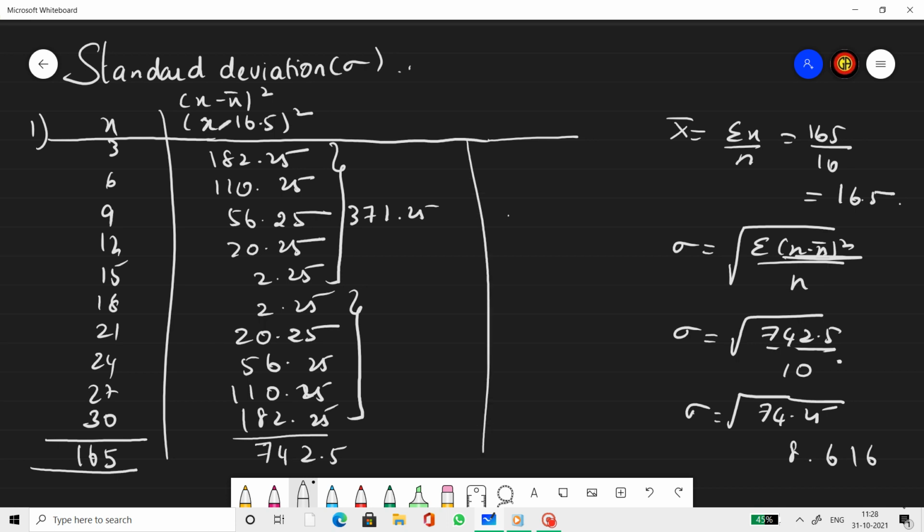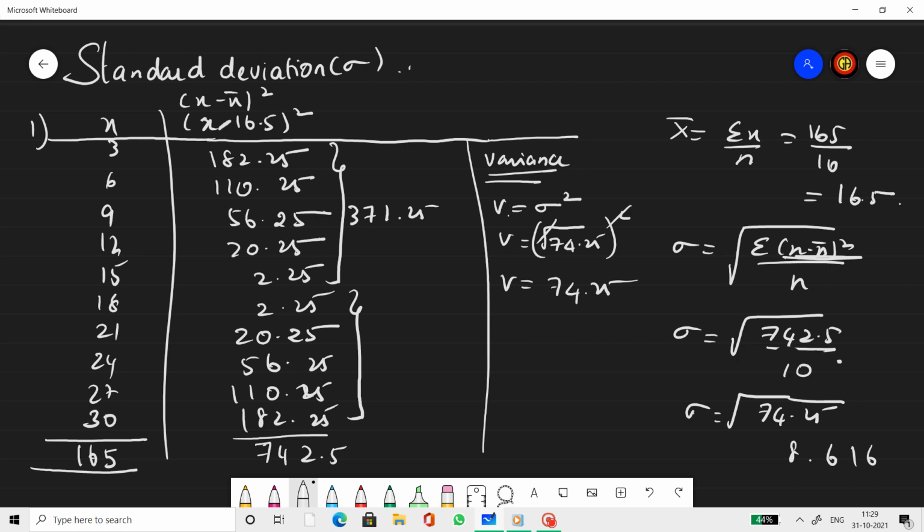Imagine if the question asks us to find the variance. Variance equals standard deviation square. So that means variance is equal to root over 74.25 the whole square. Square and root get cancelled. So variance will be 74.25. So when they ask us to find variance without asking for standard deviation, then better don't put the root on top of the formula. That's all. So with that we get the variance value.